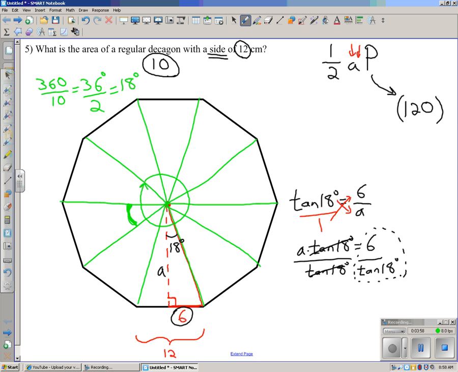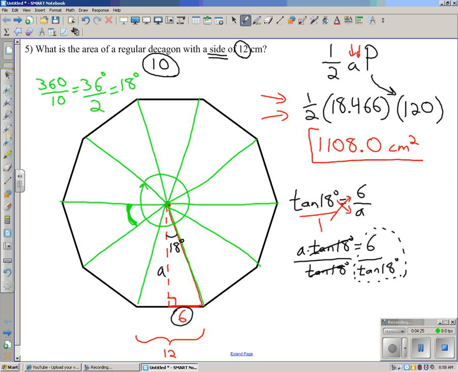So again, back up to this top right here. The apothem is about 18.466. I still have the 1/2 out in front. So now the very last part is just to multiply all this stuff together, and your final area is about 1,108, really about 1,108.0 when you round it, centimeters squared. There's the area of the decagon.